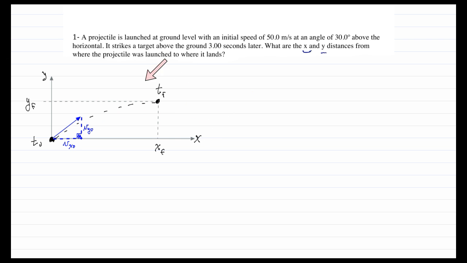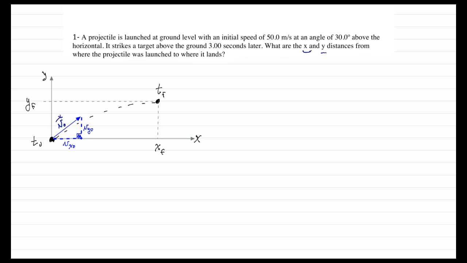Notice the x and y axes here. They're labeled so we can refer to those directions. Okay, let me just label this. This is our initial velocity as a vector.